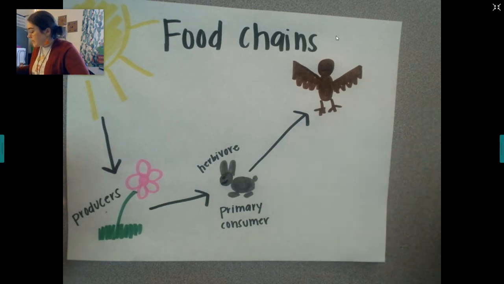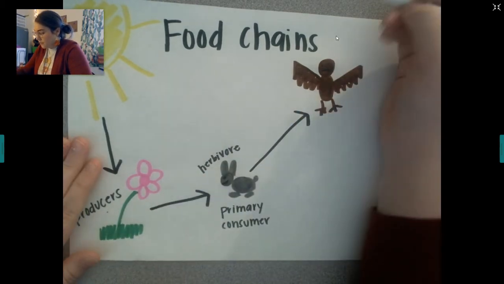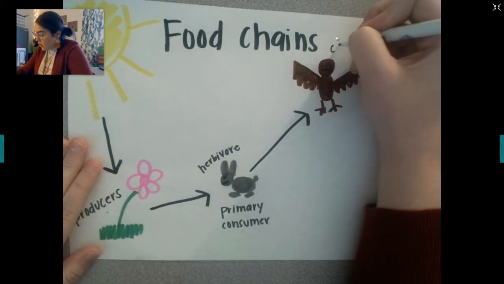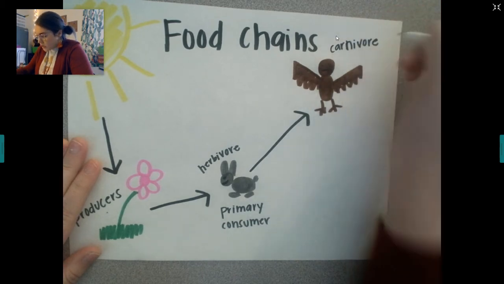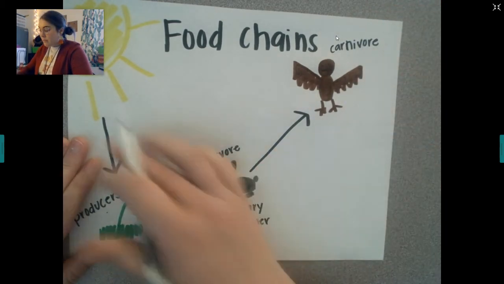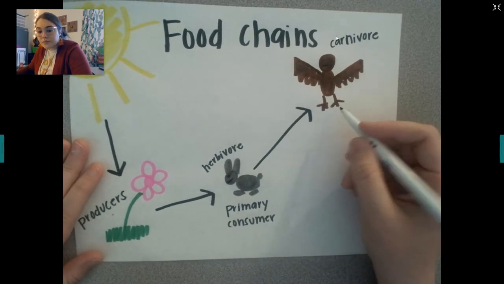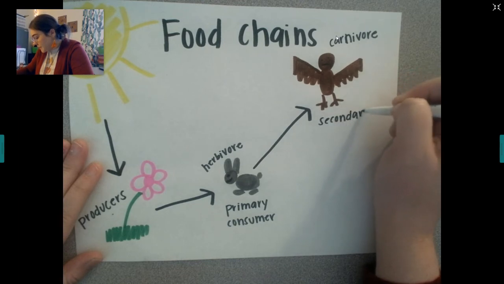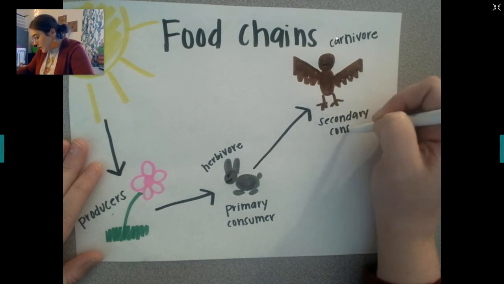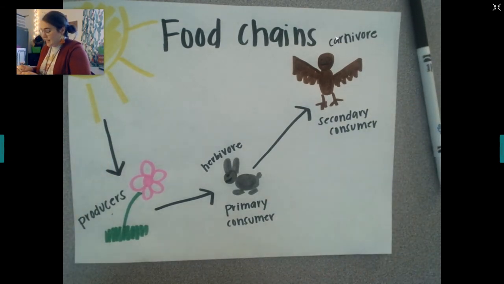Okay, hawks eat mainly animals. So if a hawk eats mainly animals, what is that called? That is called a carnivore. So a hawk is a carnivore, but in our food chain, what is it called? Well, I hope you said a secondary consumer. Yes, you're so right. It is called a secondary consumer.